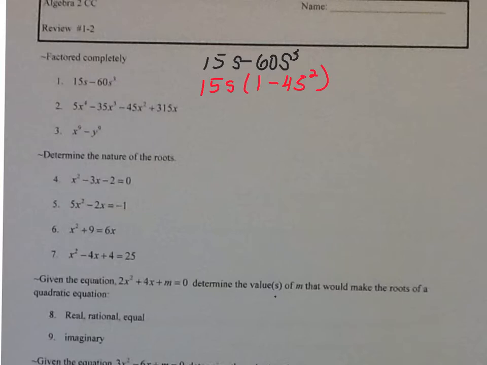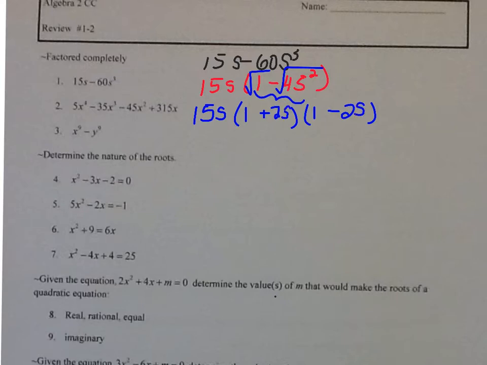Now I look inside the parentheses, and I notice I can factor that again. That is the difference of 2 perfect squares. So I bring down the GCF, 15s, and 2 parentheses. One is a plus, one's a minus. To figure out what goes inside, you do the square root of these. The square root of 1 is 1. The square root of 4 is 2. And the square root of s squared is s. So my answer is 15s times 1 plus 2s times 1 minus 2s.